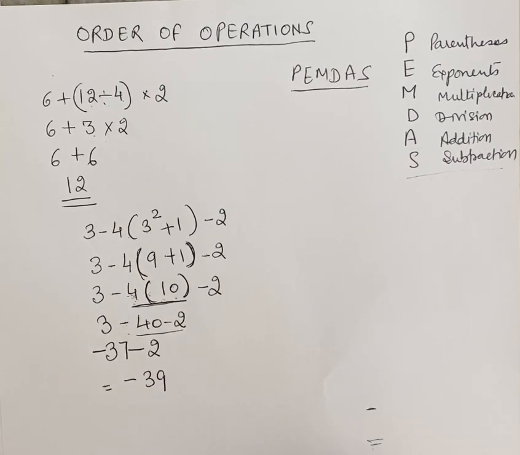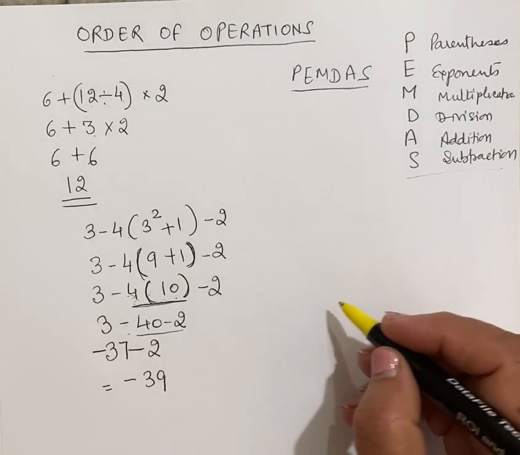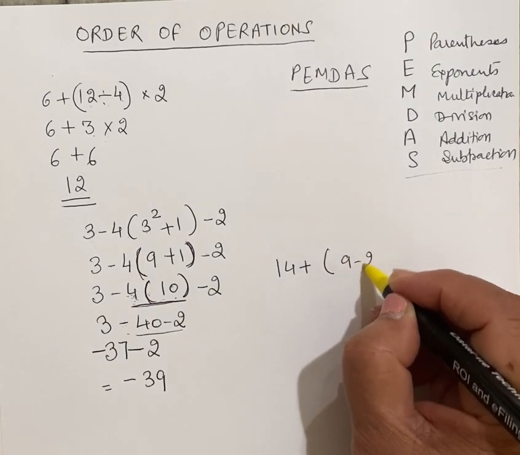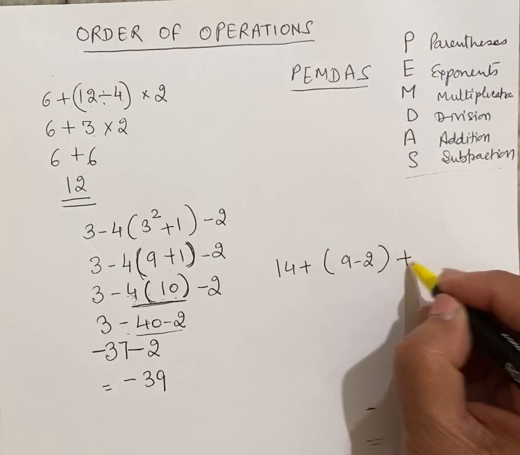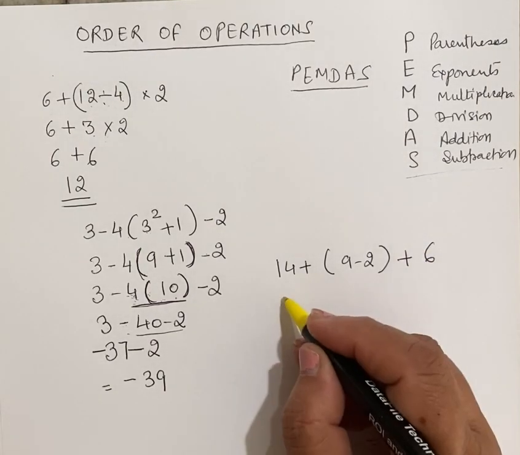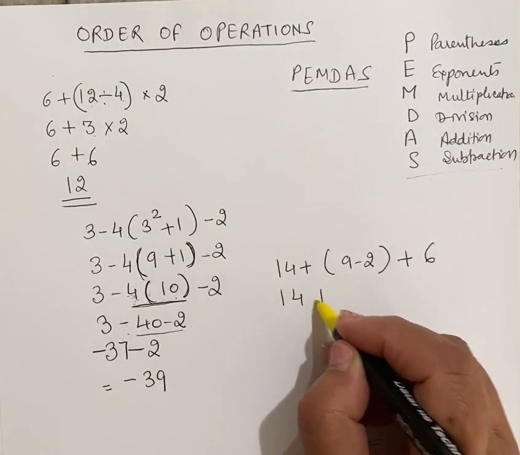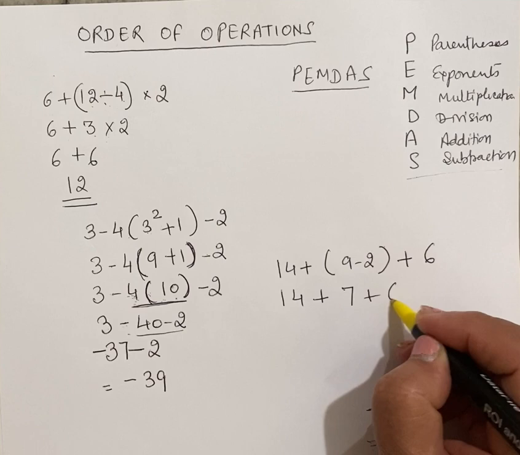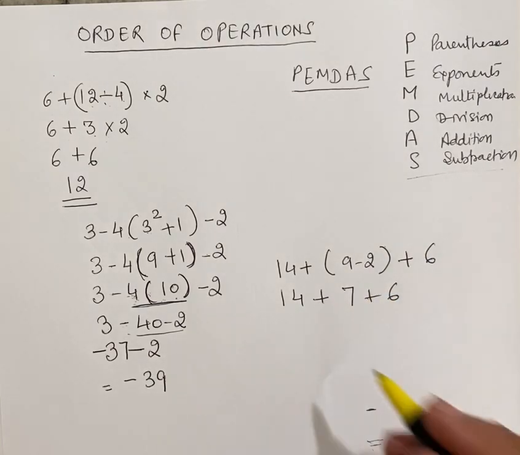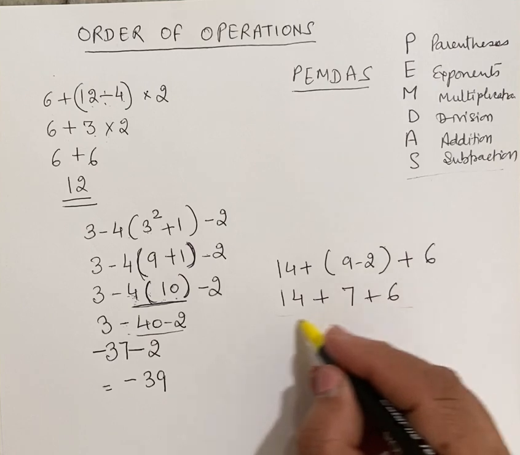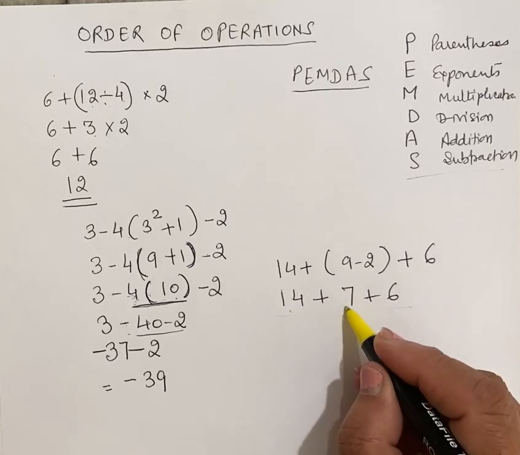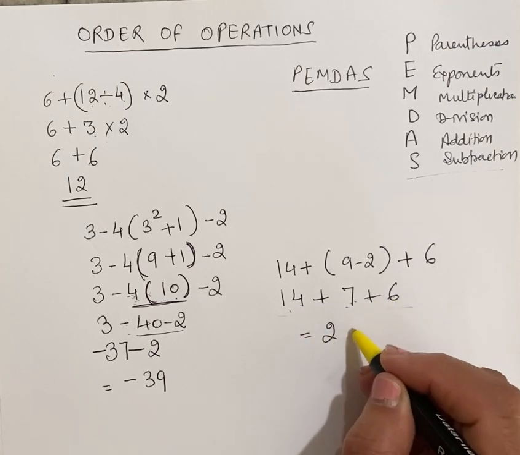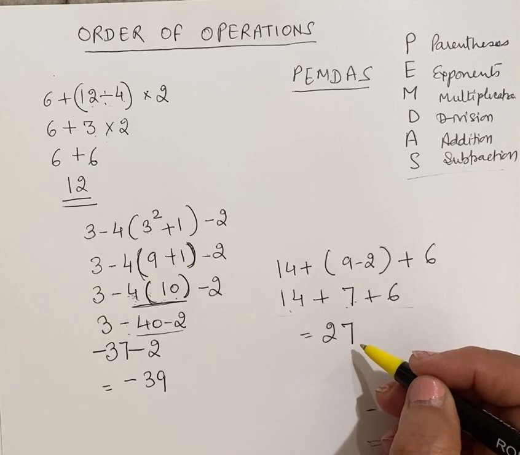Now we can take the example of 14 plus 9 minus 2 plus 6. If we take this example, how will we solve? 14 plus, first we will solve parenthesis, 7 plus 6. Now two signs are addition, so we can calculate all together, that is 14 plus 7 is 21 and 6 is 27. 27 is the answer.